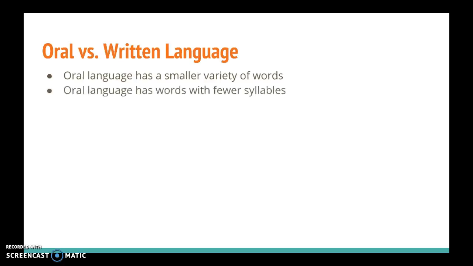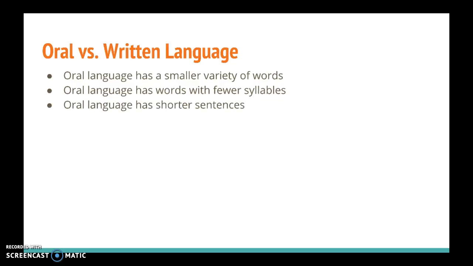In addition, oral language has words with fewer syllables. So we use more $2 words and fewer $5 and $10 words, for example. We use simpler language, A, to make sure that we are understood, and B, because again, we don't have these dictionaries in our heads, right? We can't find the 6-syllable word that is equal to the 2-syllable word that we're thinking of when we're just talking. So we use words that have fewer syllables in order to be more easily understood and to more clearly get our message across.